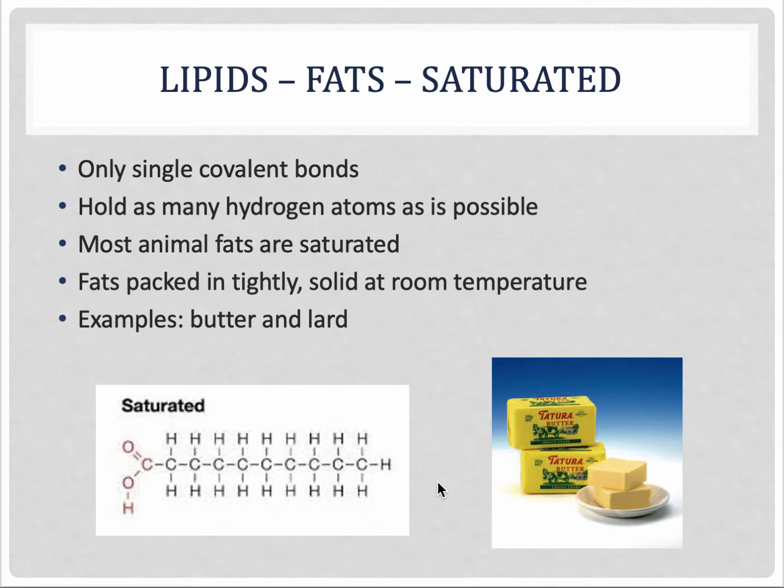Most animal fats are saturated fats, so any kind of fat we're getting from an animal, whether that's butter or lard, or if it's in meat, cheese, dairy of any kind, in your ice cream, milk, cream, any kind of fat that comes from an animal, is usually going to be saturated.